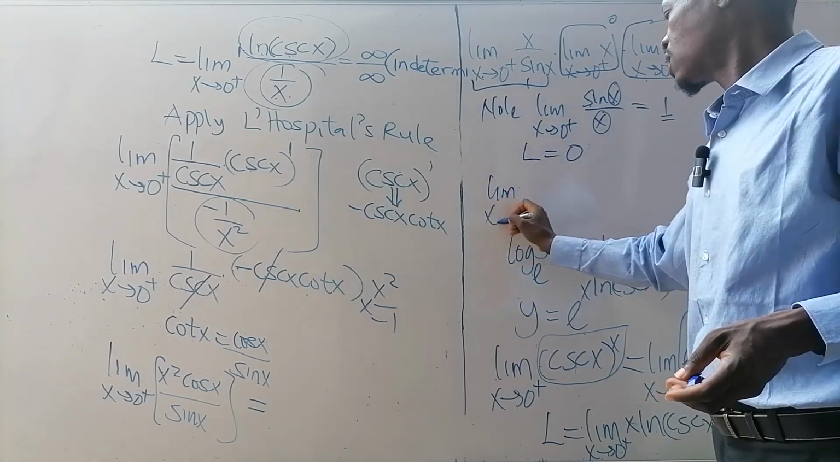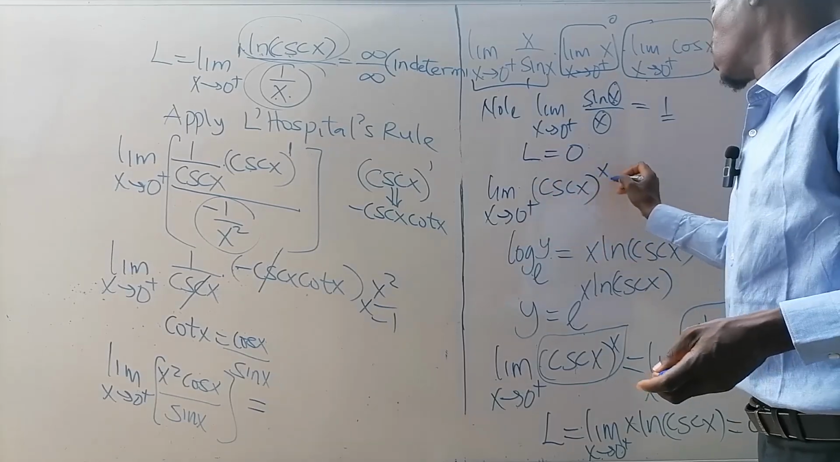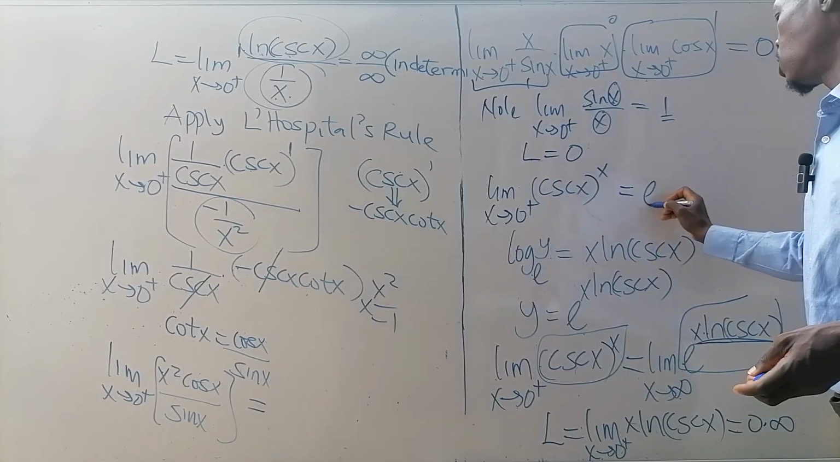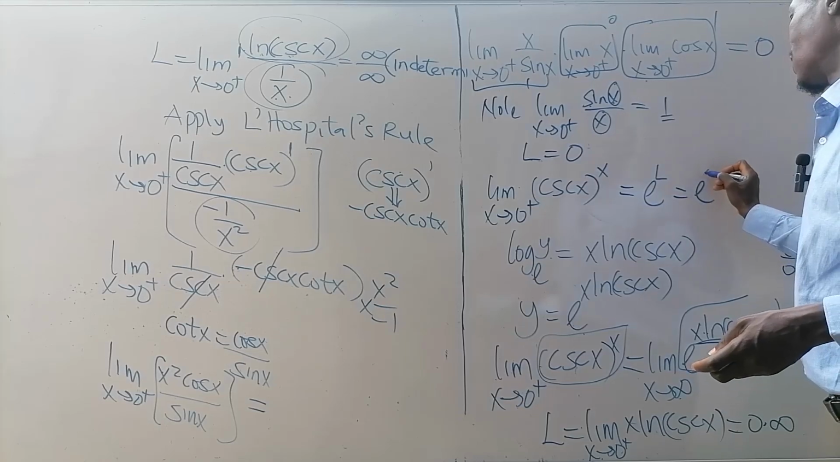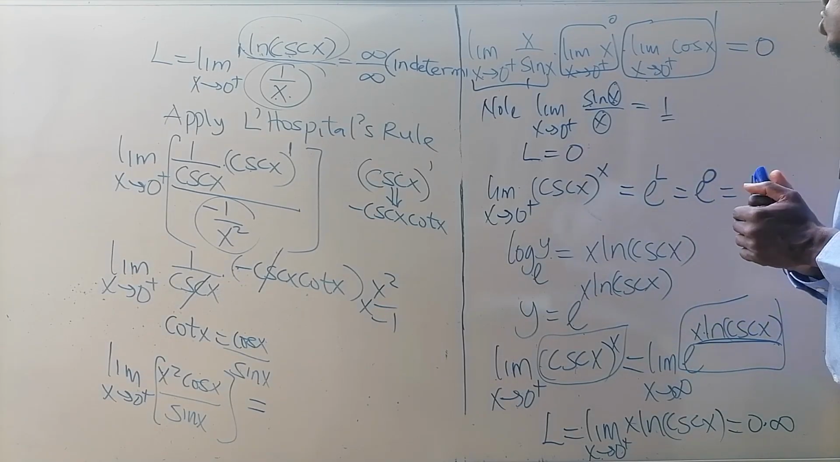The limit as x tends to 0 positive of this expression will be equal to exponential to the power L, which is equal to exponential to the power 0, and that is 1. That's that on this question.